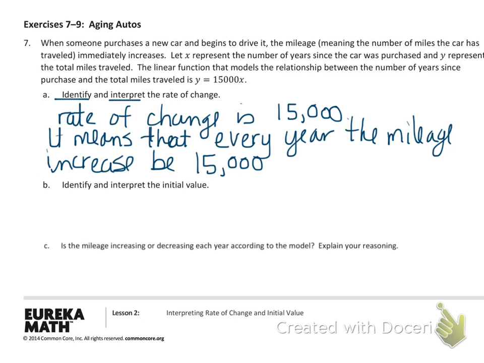Because this x, we have to think about what that x variable is. The x is the number of years since the car was purchased. So in 2 years, the car should have 30,000 miles on it, and so on.